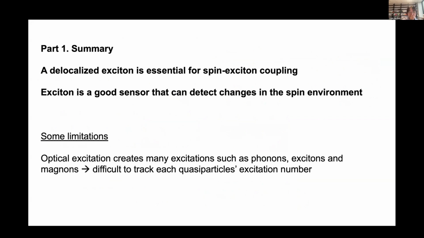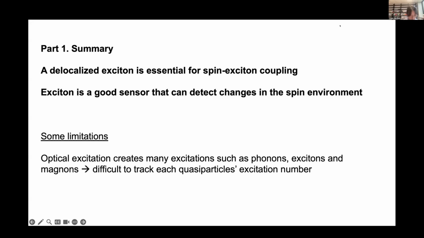All right. So part one, if we summarize it, we saw that the delocalized exciton is essential for spin exciton coupling, and the exciton is a really good sensor that is sensitive to measuring the spin environment. But there were some limitations with optical experiments.